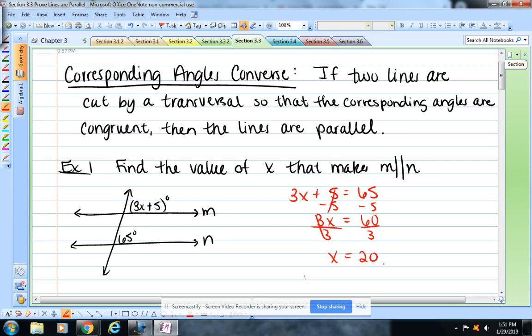Now let's check it. 3 times 20 plus 5. Does that equal 65? It does. Okay, so those corresponding angles are equal to each other. Therefore, M is parallel to N. Okay? So that's how you do that. Easy as pie. All right.